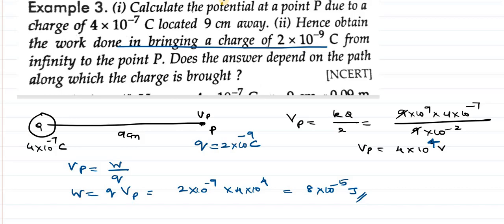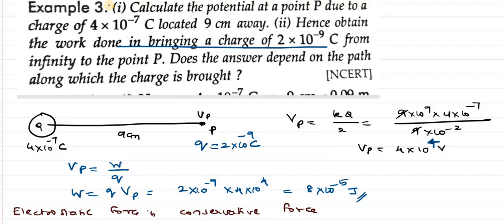Now what did they ask? The answer depends on the path along which it is traveling. You tell me whether it depends. Conservative force, right? Electrostatic force is a conservative force. So work done does not depend on what? Work done does not depend on path taken. So the answer will not change even if you change the path. Correct?